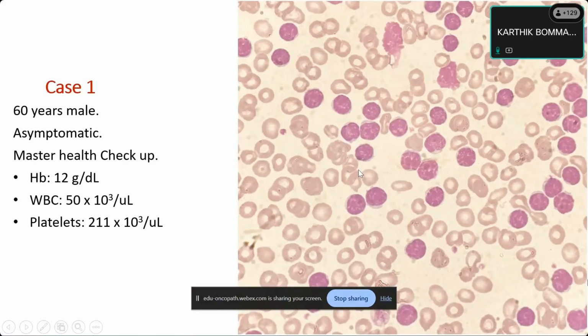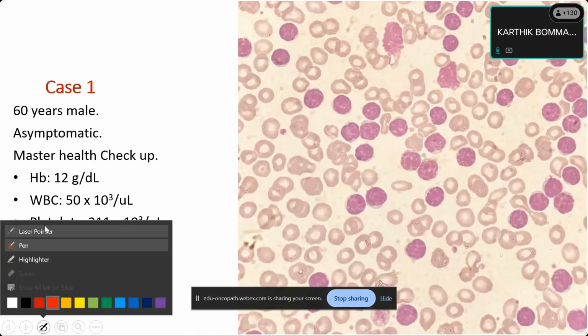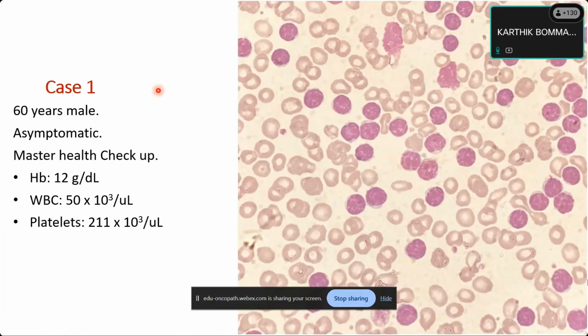So what are the things which are coming to your mind just based on the clinical history and this morphology? Sir, I'm able to appreciate some smudge cells also in the peripheral smear. So I made a differential of chronic lymphocytic leukemia, CLL. Okay. Can this be an acute leukemia? Yes, Dr. Swati. No, sir, it's not acute leukemia.